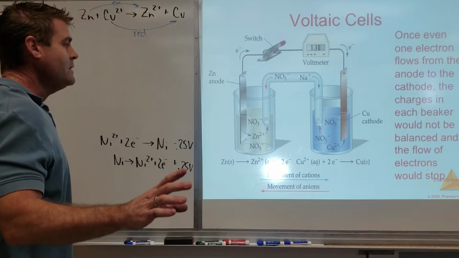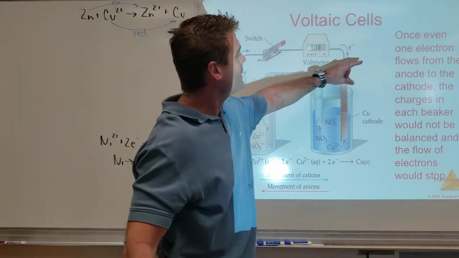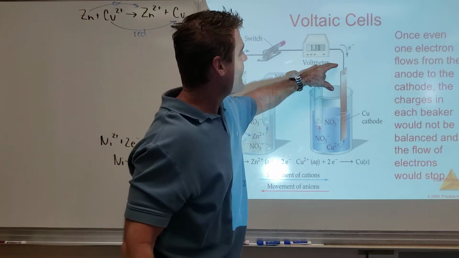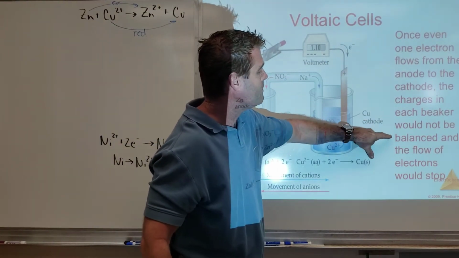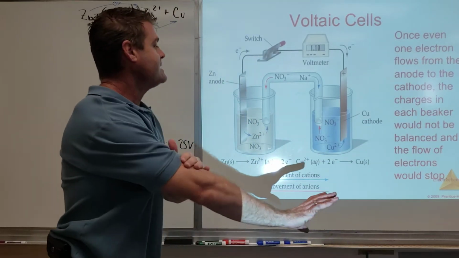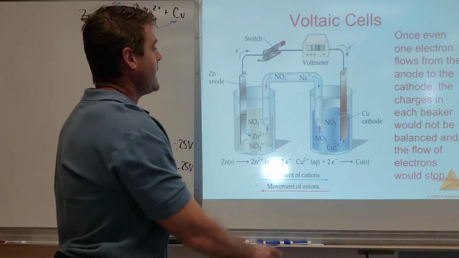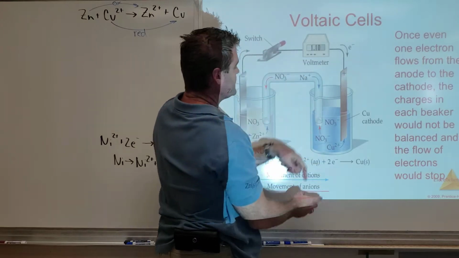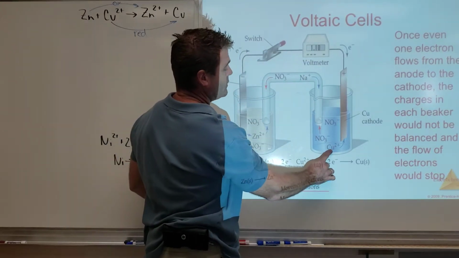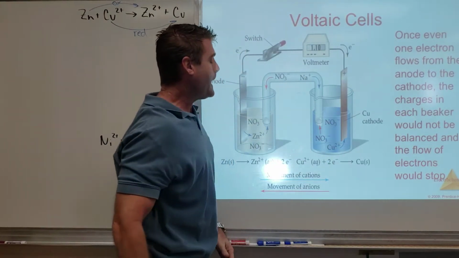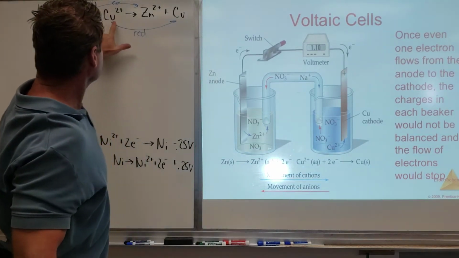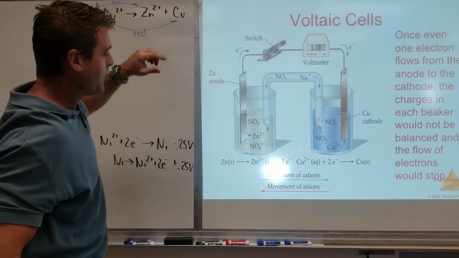So, you guys, look at what it's saying here. It says, once even one electron from the anode comes to the cathode, the charges in each beaker would not be balanced and the flow of electrons would stop. You guys think about it. What happens is, with the electrons coming to this electrode, those electrons are going to be gained by the copper +2 ions. You see that electrons from here go to here, okay?